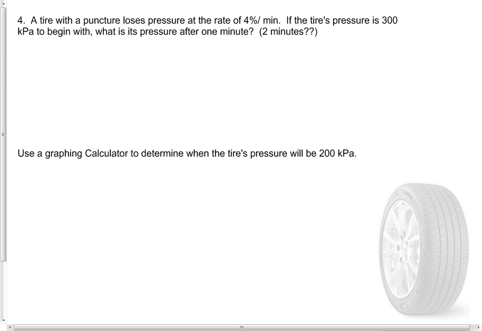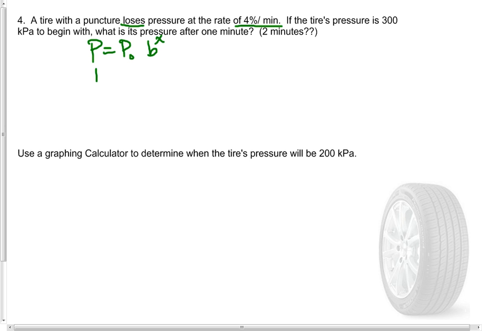Right, a tire with a puncture loses pressure at a rate of 4% per minute. So first of all, it's losing, and then it's that rate. If the tire's pressure is 300 kilopascals to begin with, what is its pressure after 1 minute? So our equations all look similar. I want to know pressure. I start with initial pressure times my rate to the time.